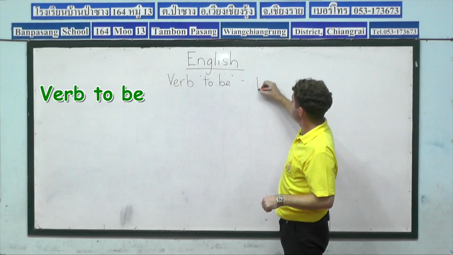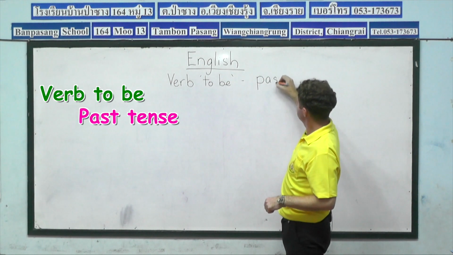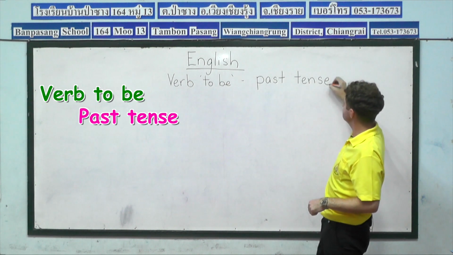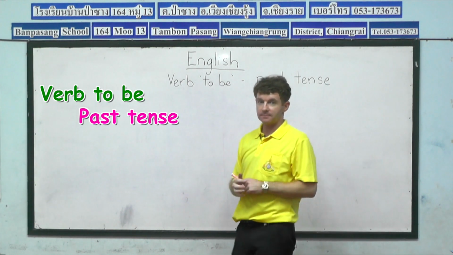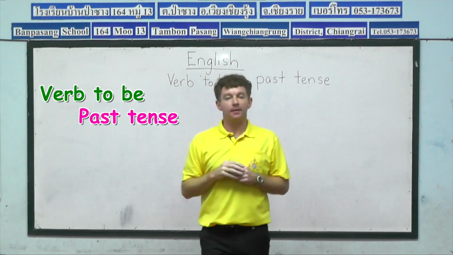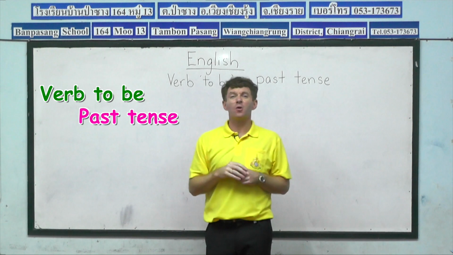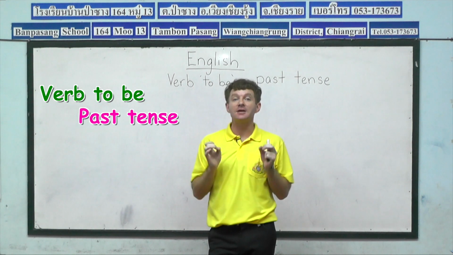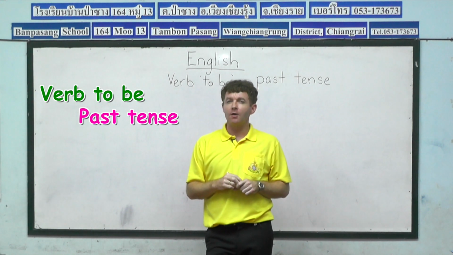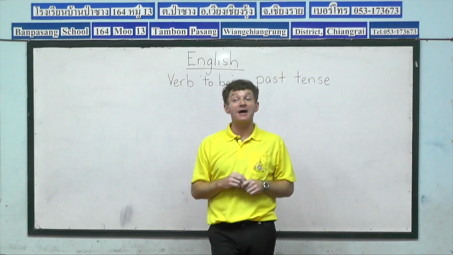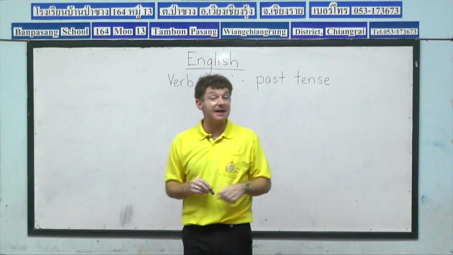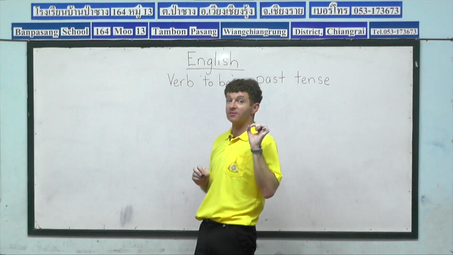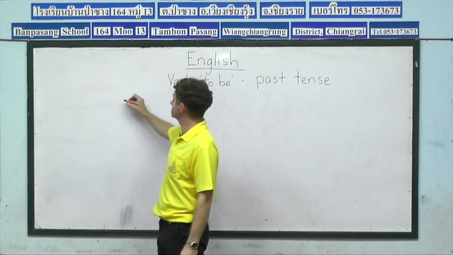So verb to be, past tense, T-E-N-S-E. Verb to be, past tense. Yes. And in the previous lesson, we learned about the 3 different ways that we can use the verb to be in the past tense. The first way was if we can do something or something has a characteristic, beginning with P, it's positive. Okay? We learned about positive sentences or statements.